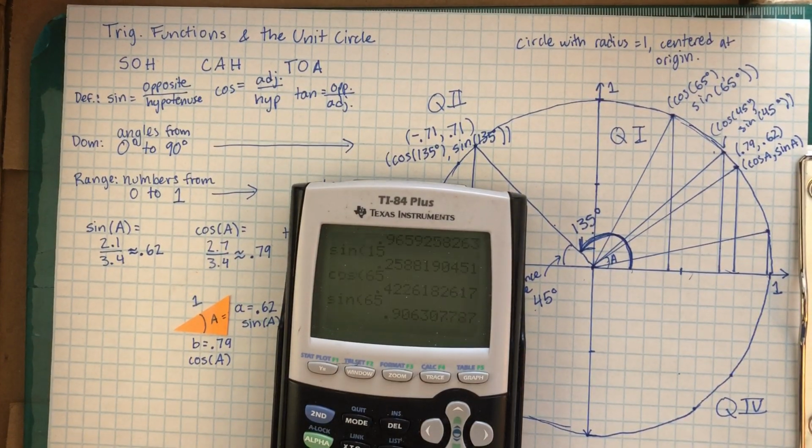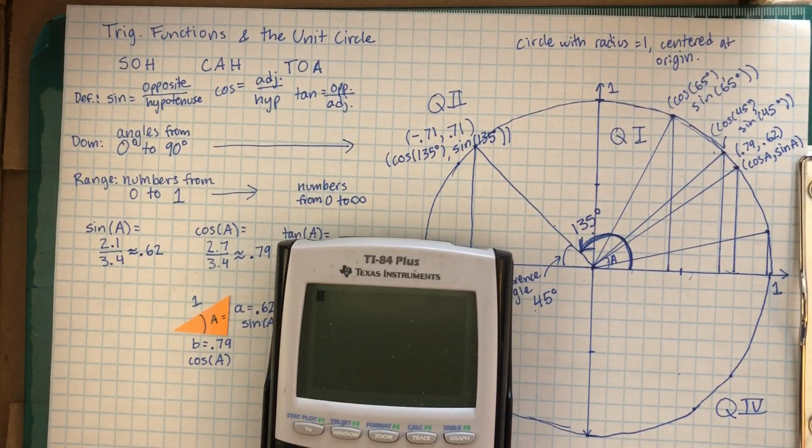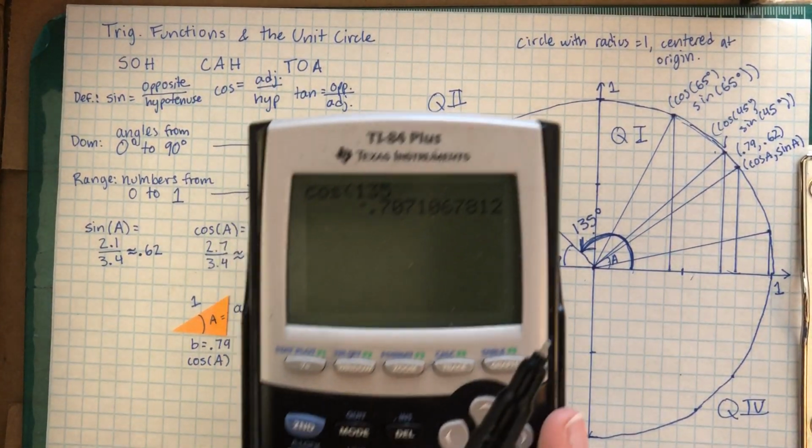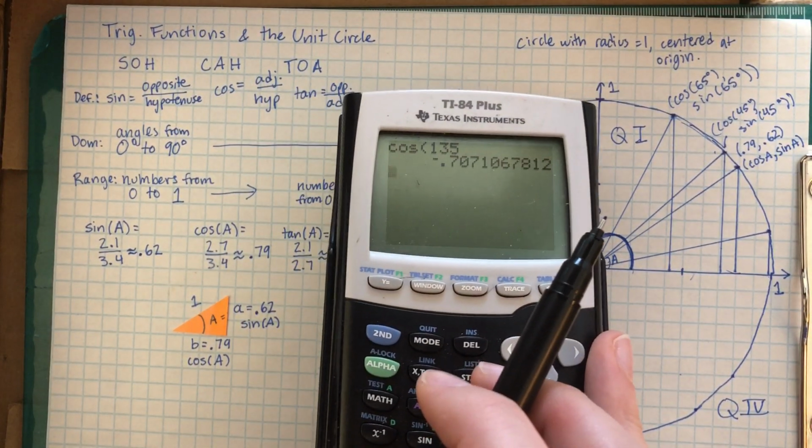If I type in cosine of 135 degrees, I do get negative 0.71. I don't know if you can see that. There we go.